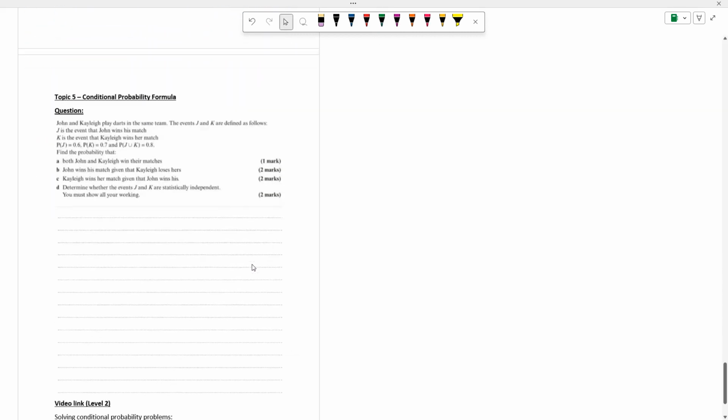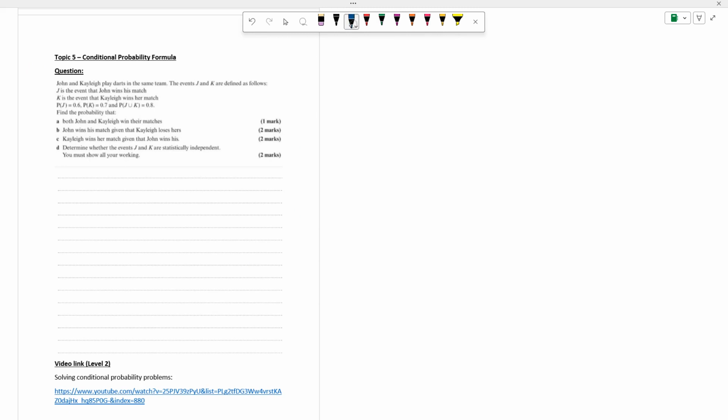So the final question, we've got conditional probability formula. We're going to use a little bit of formula and a little bit of a Venn diagram for this one, because they go nicely together. I've got John and Kaylee play darts in the same team. The events J and K are defined as follows. J is the event that John wins the match, and K is the event that Kaylee wins the match. So I've got the probability of J is 0.6, the probability of K is 0.7, the probability of J union K is 0.8. Find the probability that both John and Kaylee win.